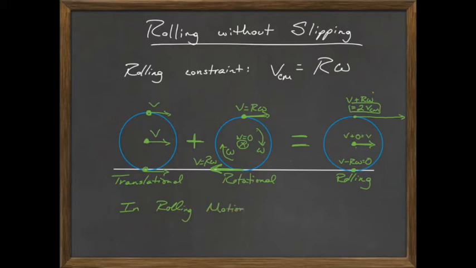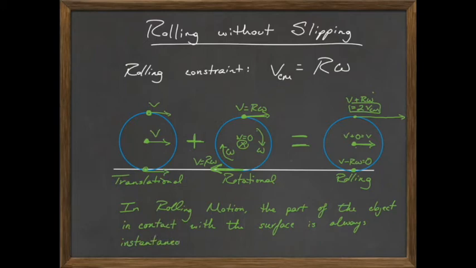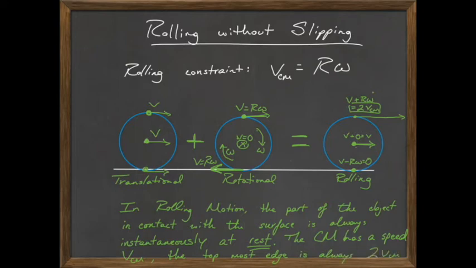So what that means is, in rolling motion, the part of the wheel, or the object, that is in contact with the surface is always instantaneously at rest. And this is what causes it to roll. The friction stops it from rotating on the bottom part of the wheel, which causes the top part of the wheel to actually rotate forward, which then pulls the center of mass forward, and that's how you get rolling motion. Okay, and then the center of mass has a speed v_CM, and the topmost edge is always twice that speed.